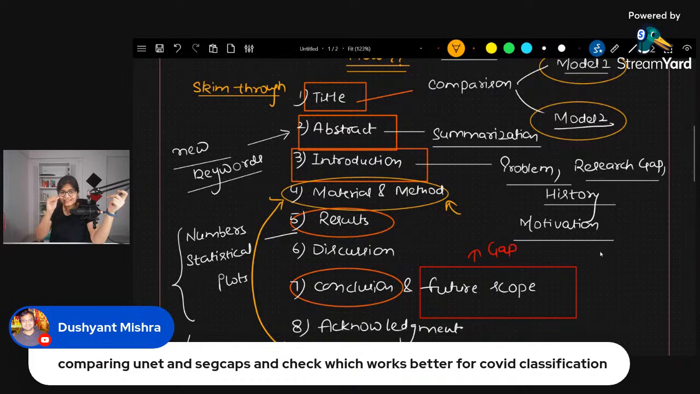Now, reading the title, abstract, intro, results, and conclusion won't take that much time. It is just a 1 to 2 hour task. But if you read the title, abstract, intro, and materials and methods and complete this, it might take one day as well, depending upon which journal you are picking up.